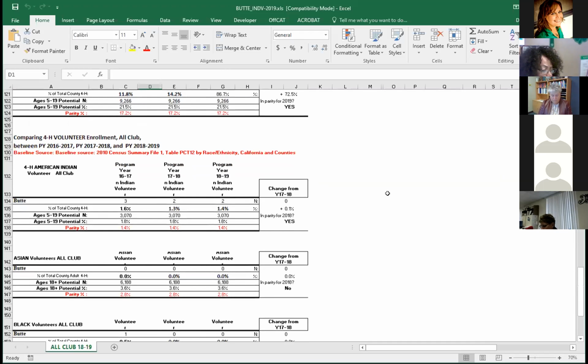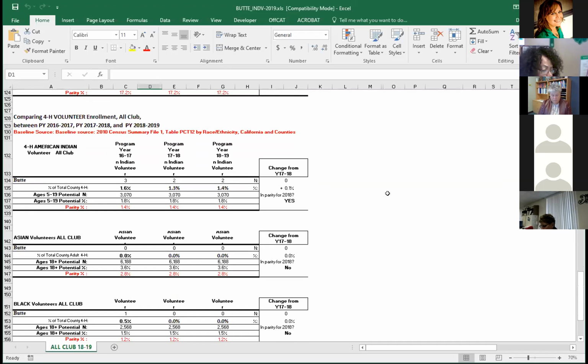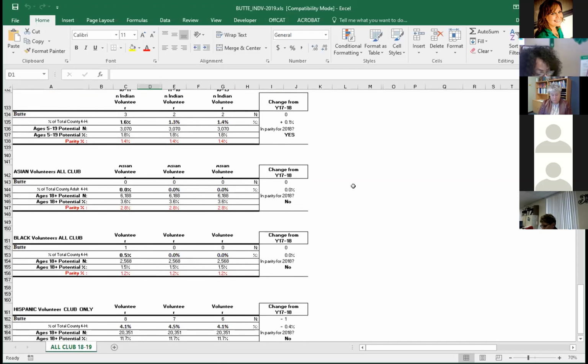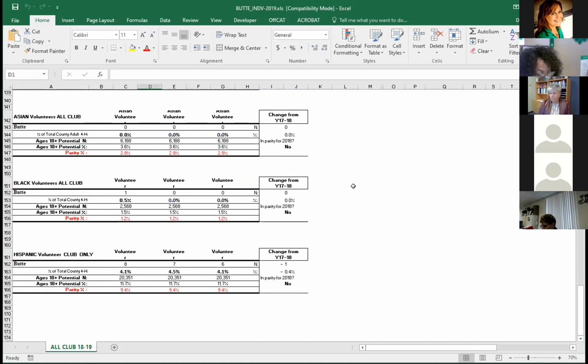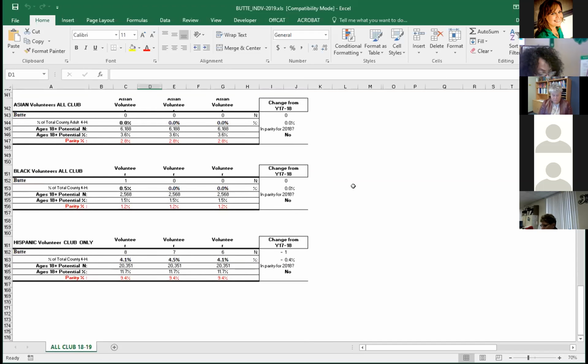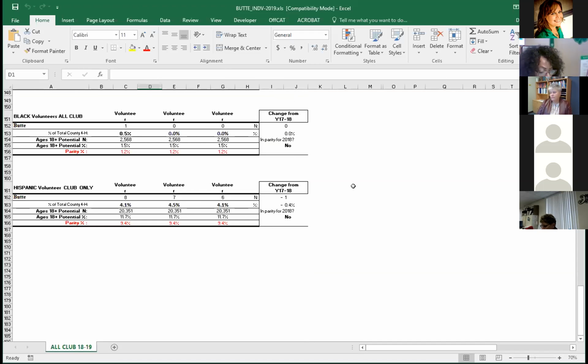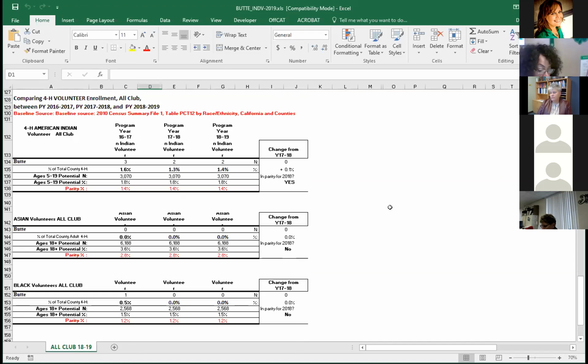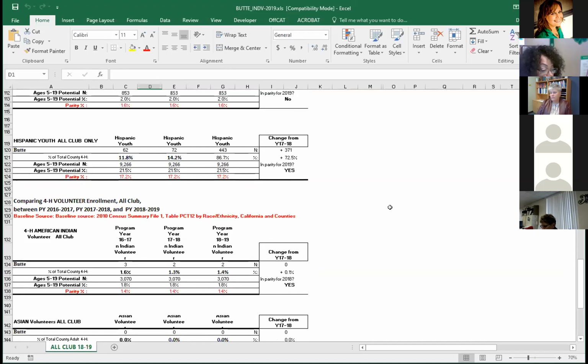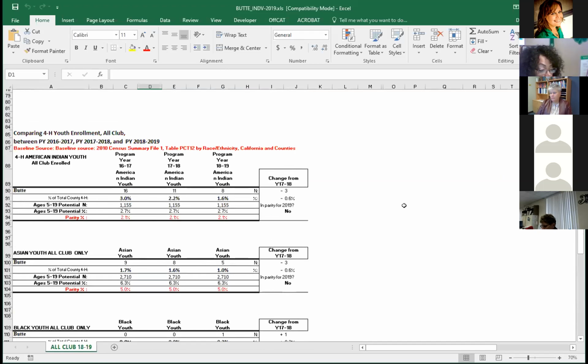Then we repeat that for the volunteers each year in a 3-year study, for the American Indian volunteers, Asian volunteers, Black volunteers, and Hispanic volunteers. Are there any questions about any of this information?